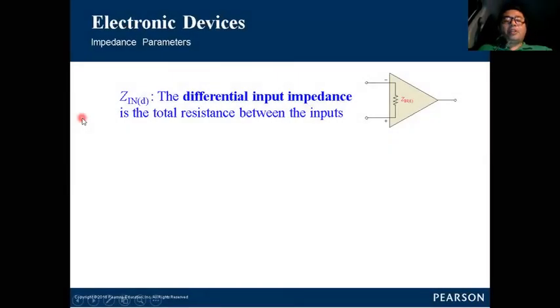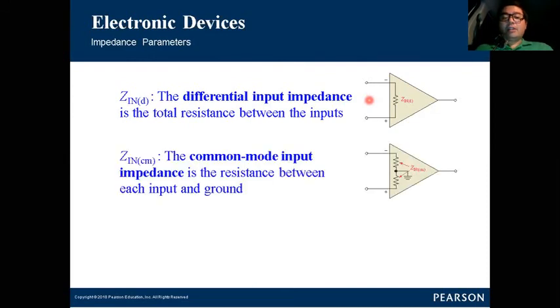Now let us proceed to the different impedances ng ating operational amplifier. So the first one, we have the differential input impedance. Ang Z sub in, D, ay ang total resistance sa pagitan ng ating minus at ng ating plus inputs. Remember, ang input impedance ng ating ideal op-amp should be infinite. So itong ating Z sub in D has a very high value.